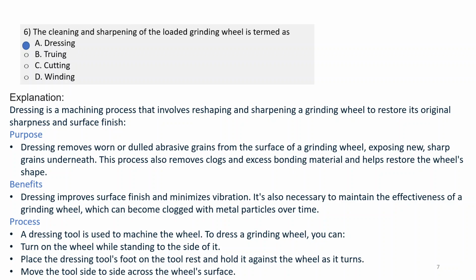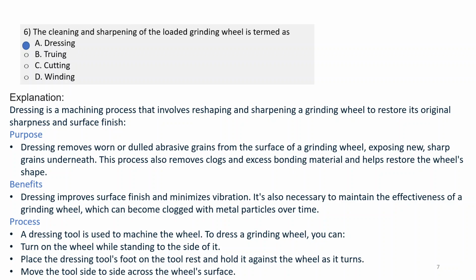Okay, so dressing can be defined as the machining process which involves reshaping and sharpening a grinding wheel to restore its original sharpness and surface finish. Its purpose: dressing removes worn or dulled abrasive grains from the surface of a grinding wheel, exposing new sharp grains underneath. This process also removes clogs and excess bonding material and helps restore the wheel's shape. The benefits are that dressing improves surface finish and minimizes vibrations, and it's also necessary to maintain the effectiveness of the grinding wheel, which can become clogged with metal particles over time.